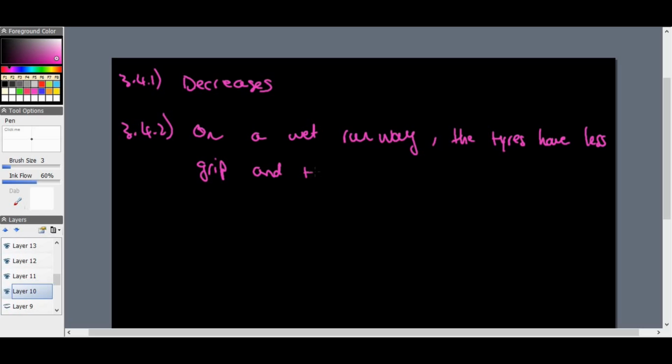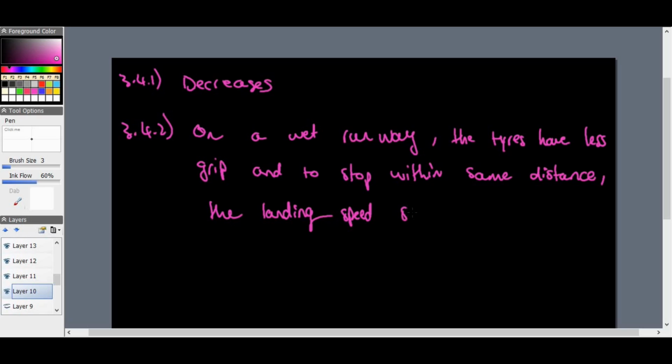And to stop within the same distance, like I said, your stoppage time is going to be longer, so the stoppage distance will be longer as well. To stop within the same stoppage distance, the landing speed should be less. There we go, that explains our answer of decreases. Well done, everybody.